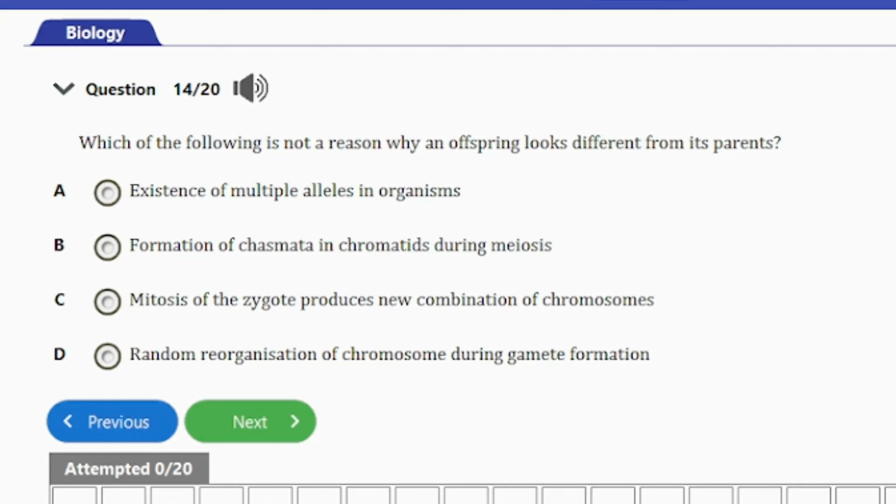However, guys, mitosis of the zygotes does not produce new combinations of chromosomes. Instead, it actually results in production of identical cells of the same genetic information as the parent cell.